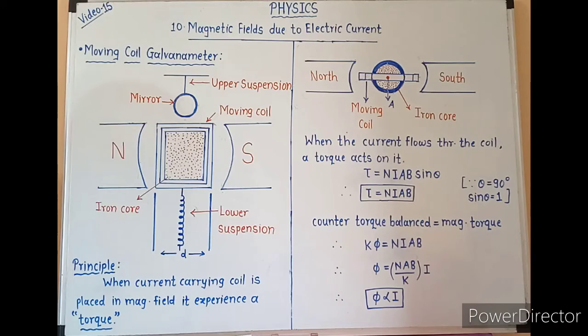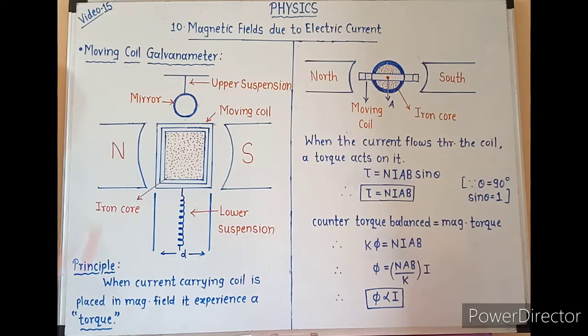So the principle of MCG is when a current carrying coil is placed in an external magnetic field, then this coil experiences a torque.